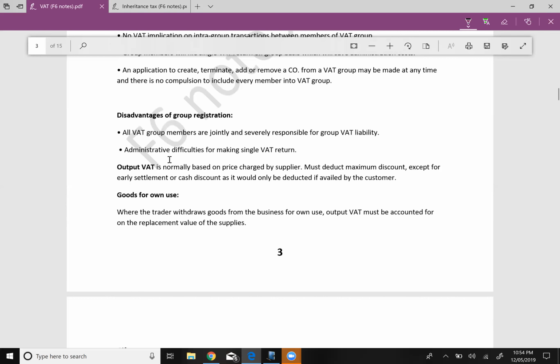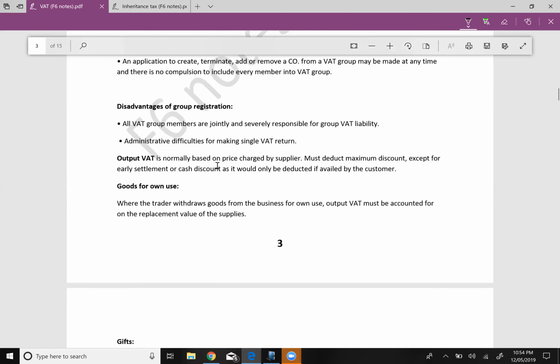Now next it says output VAT is normally based on the price charged by the supplier. You must deduct the maximum discount except for early settlement or cash discount, as it would only be deducted if availed by the customers.